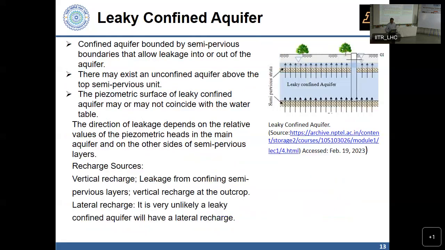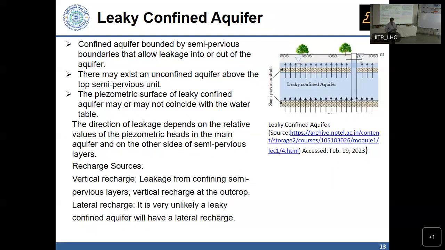So in this case, if this is the main aquifer, and we have over here the top of the aquifer, and this is the bottom of the aquifer, depending on what the piezometric status is within the main aquifer and what the piezometric head is on the other side of the semi-confined layer, we might have leakage either coming into the main aquifer or leaving the main aquifer. And then we have to account for that leakage.